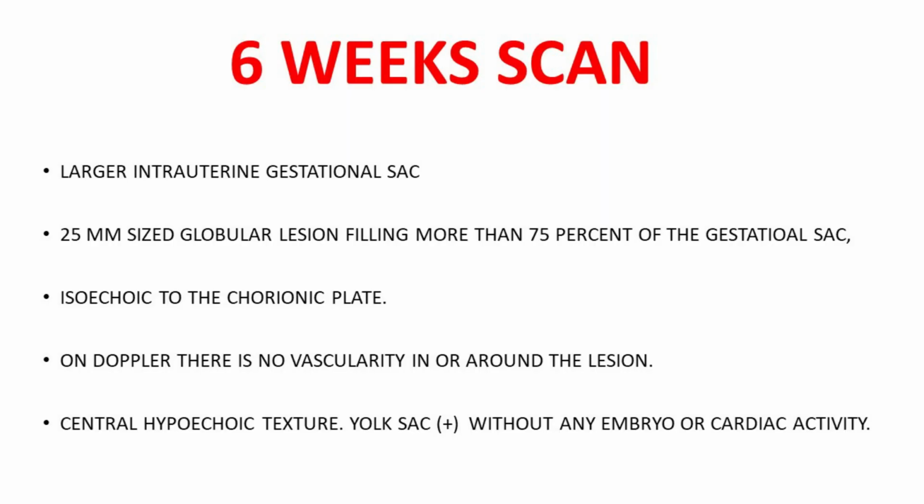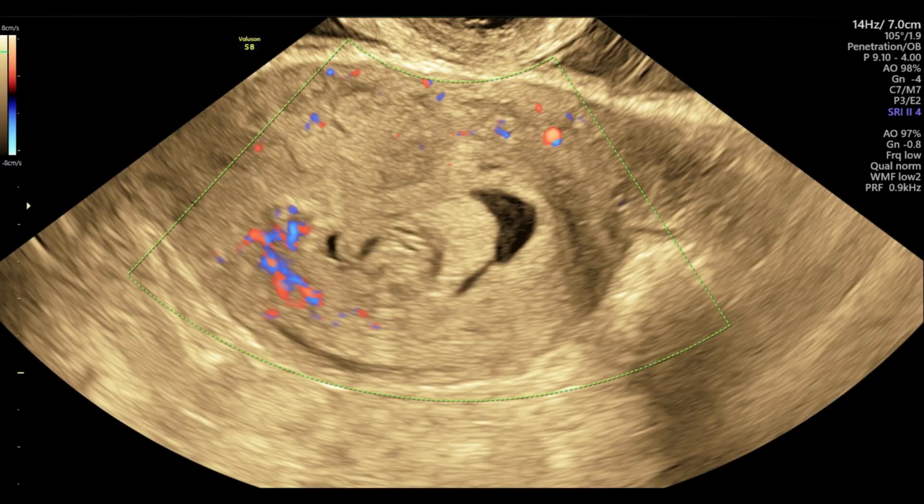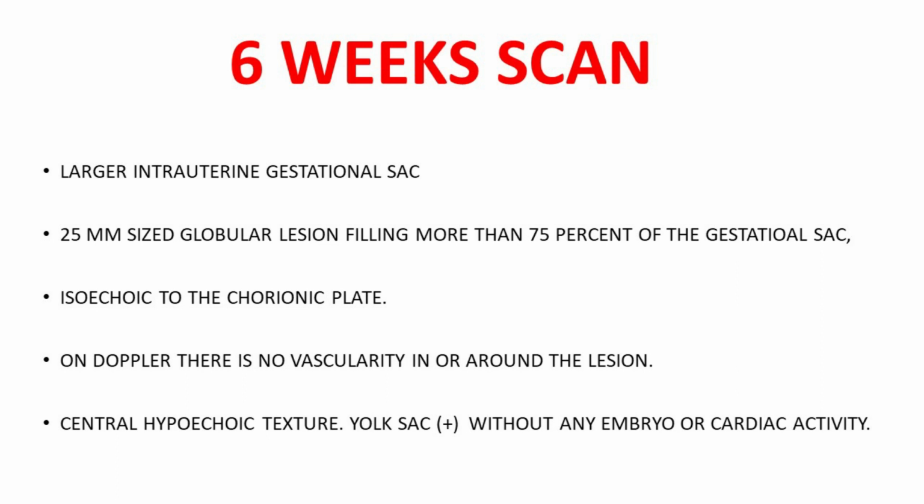At 6 weeks scan, there is a larger intrauterine gestational sac with a 25 millimeter sized globular lesion filling more than 75% of the gestational sac, which is isoechoic to the chorionic plate. On Doppler, there is no vascularity in or around the lesion. The lesion shows central hypoechoic texture. There is a yolk sac without any embryo or cardiac activity. Now you can go to 8 weeks.